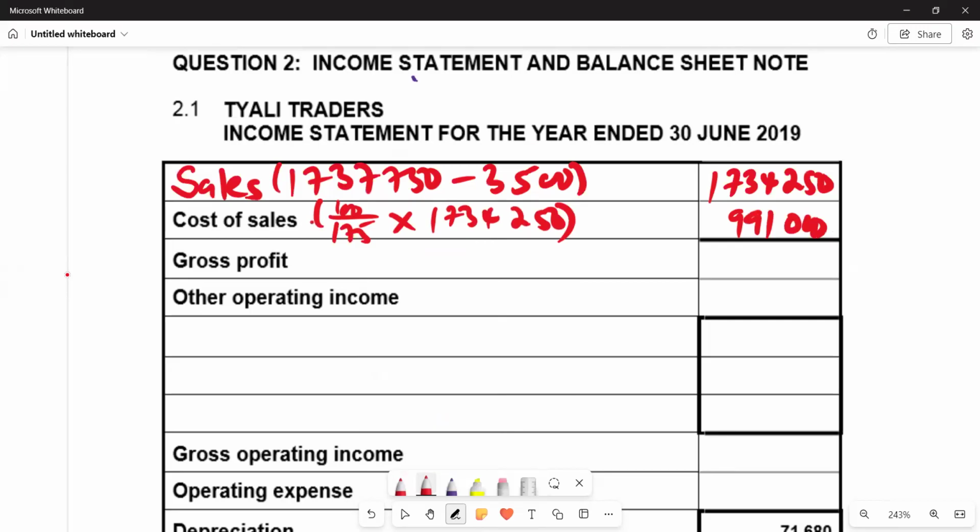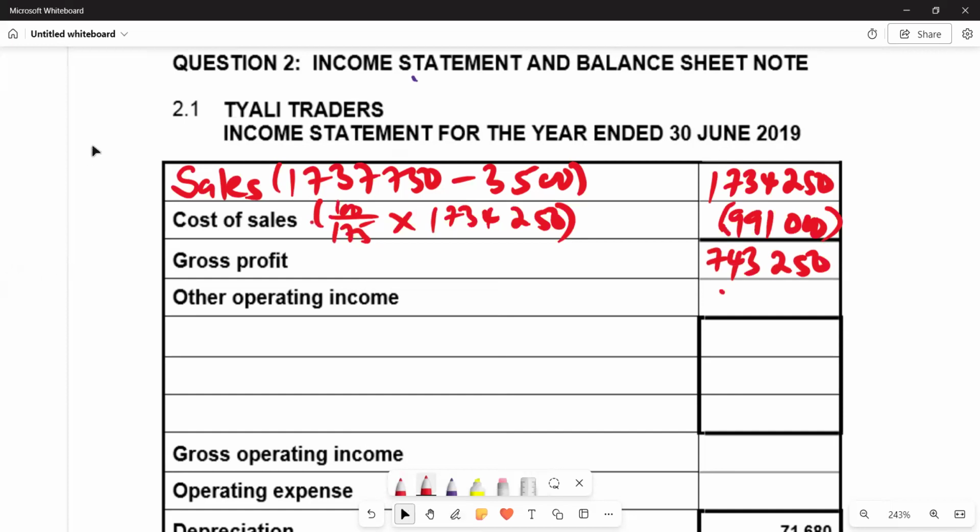Therefore, for our gross profit, obviously, our cost of sales we subtract. We can put it in brackets so that we subtract it there by saying 1,734,250 subtract 991,000. So the figure for gross profit that you're supposed to find there is 743,250. Then we go to the operating income section, whereby we are going to list all the operating incomes that we have under this, and then the total will come here.